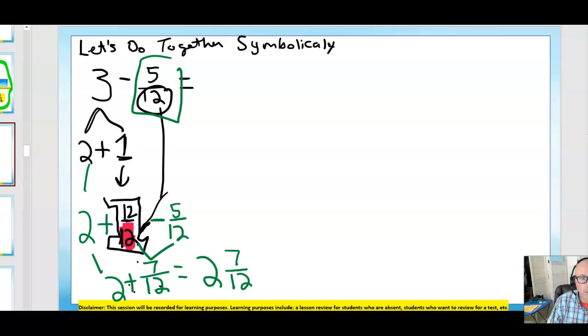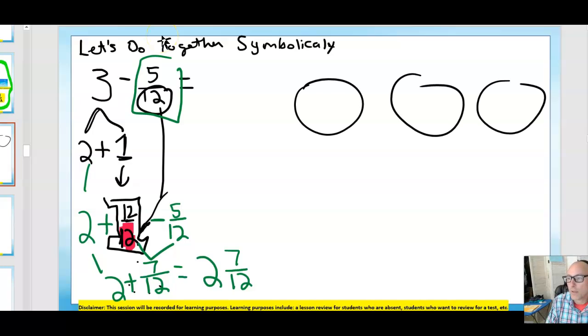Let me show this to you. 3 pizzas, right? And let's say this last one's cut up into 12 pieces. How do you make it 12 pieces? Just pretend like there's 12 pieces here, okay? Because I can't think of it right now. But at any rate, let's get rid of 5 of those pieces.